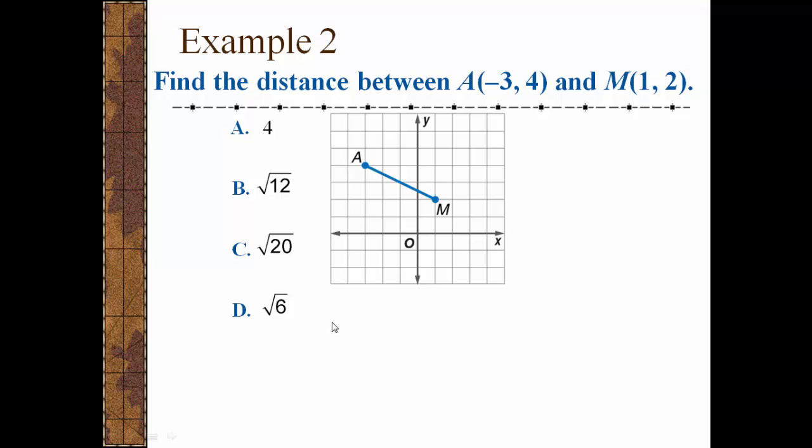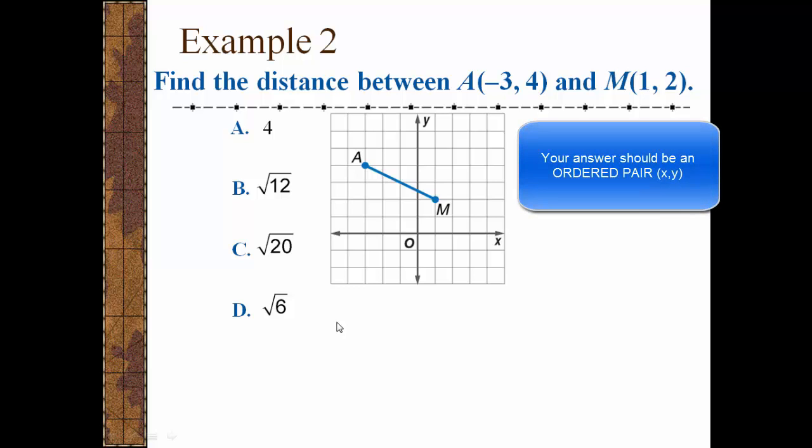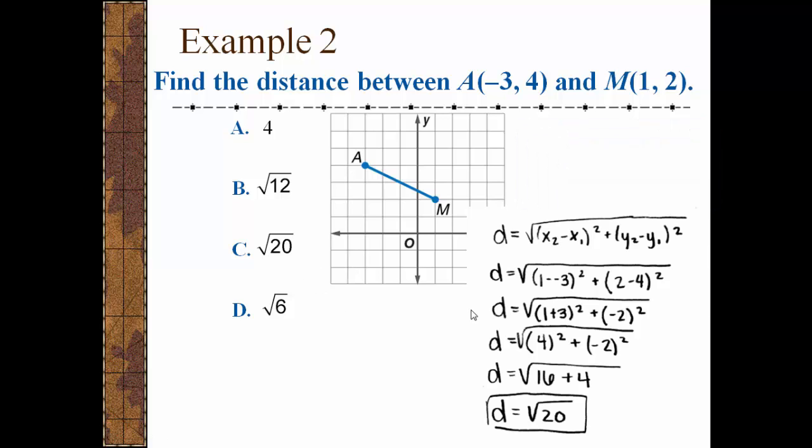Here's an example using the distance formula. You need to pause the video and try this on your own. Here I'm going to show you the work for the distance formula, and you should get the square root of 20. This is not a perfect square, so we're just going to leave it as the square root of 20.